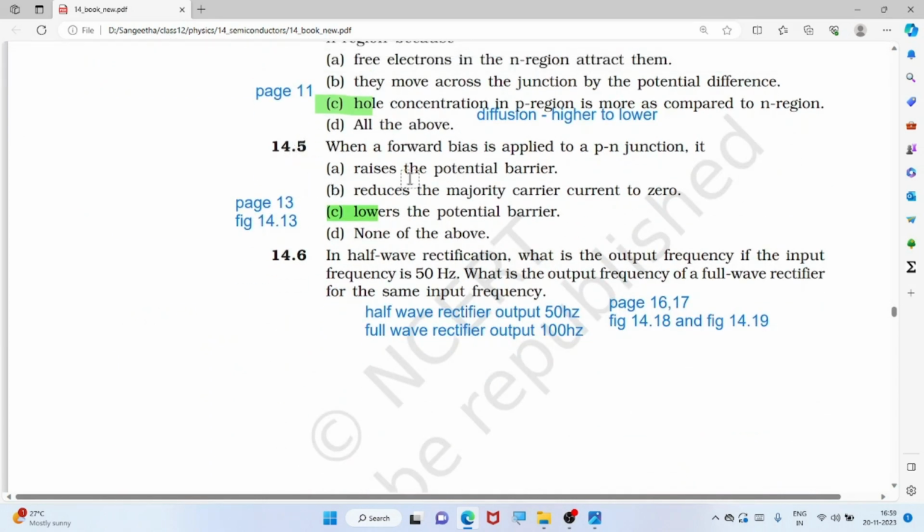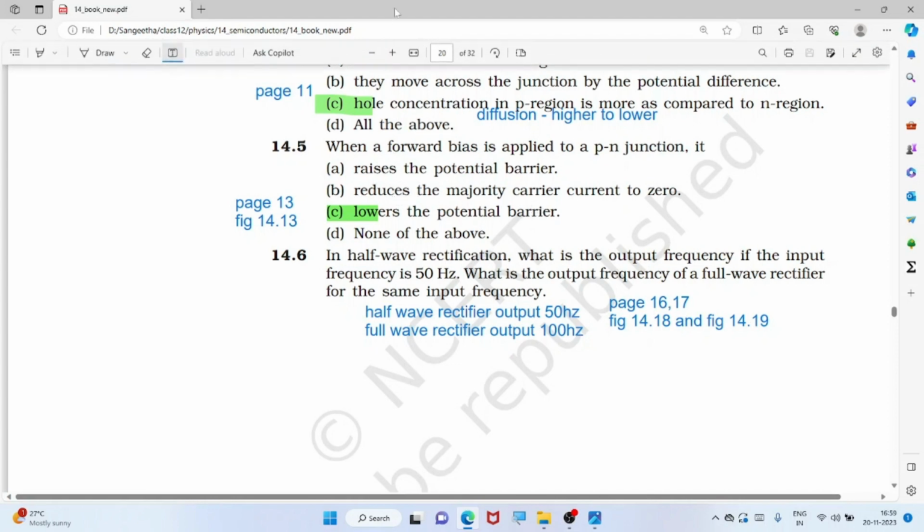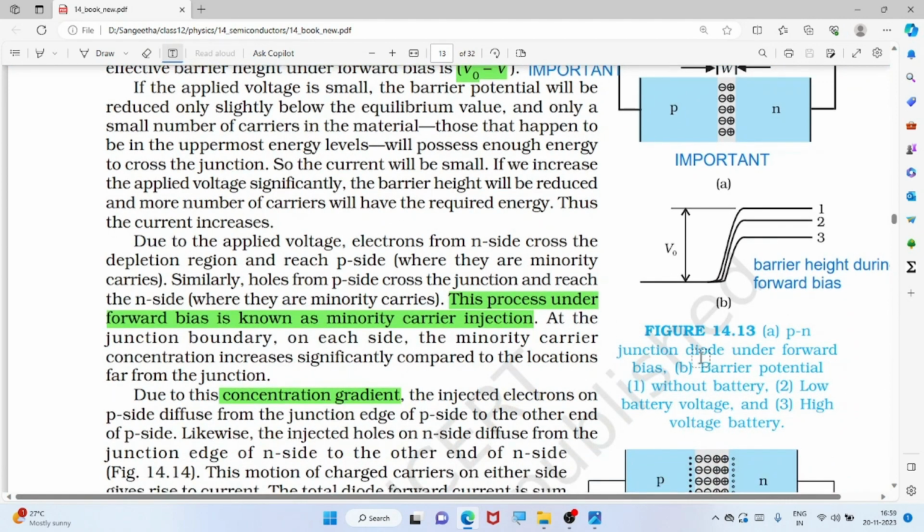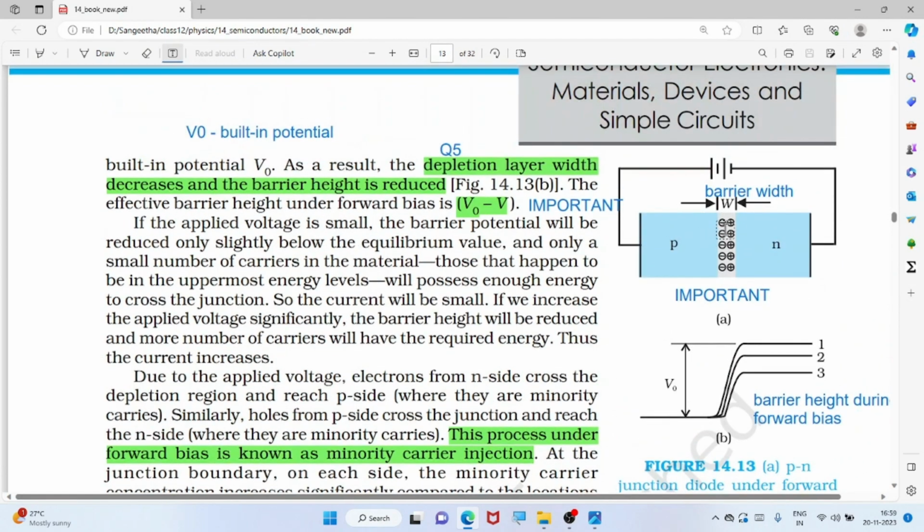When a forward bias is applied to a p-n junction, it lowers the potential barrier. I already showed you that during forward bias the barrier will be reduced to V naught minus V. We have to subtract the applied voltage from the barrier potential. That is why it gets reduced. Page 13. See here, this gets reduced, V naught minus V.